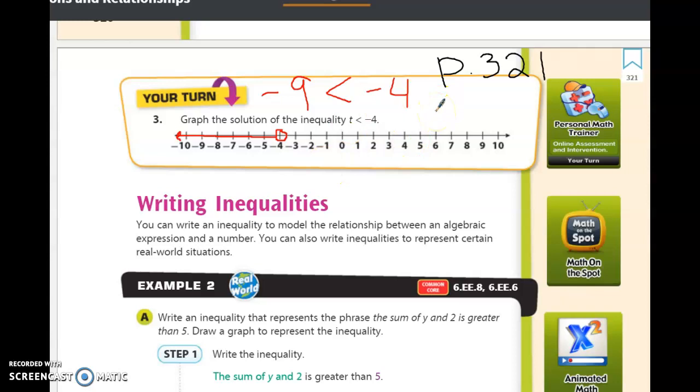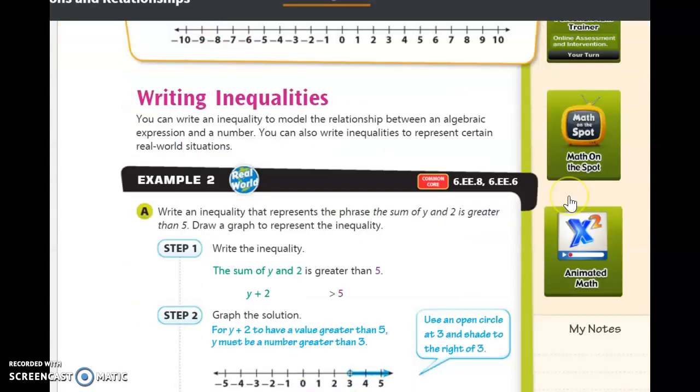All right, writing inequalities. You can write an inequality to model the relationship between an algebraic expression and a number. You can also write inequalities to represent certain real-world situations. So let's go down so we can try our hand at both of those things.